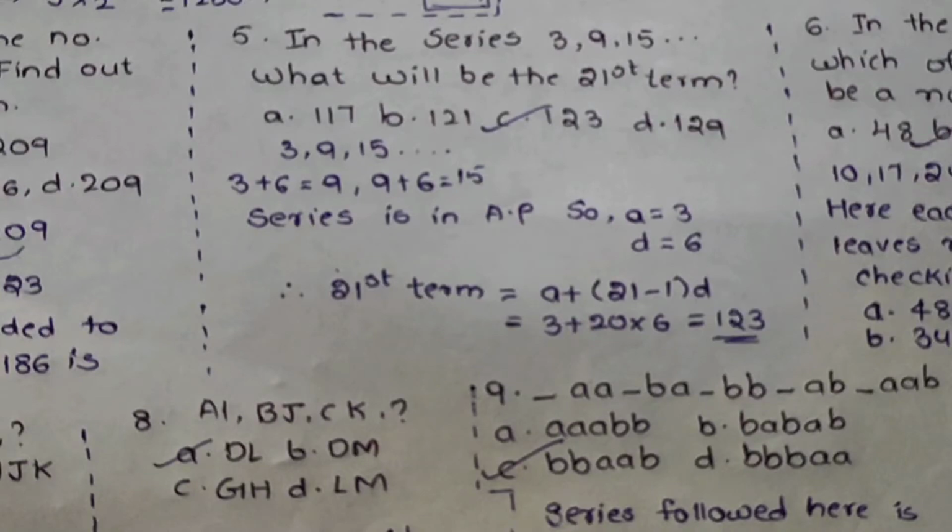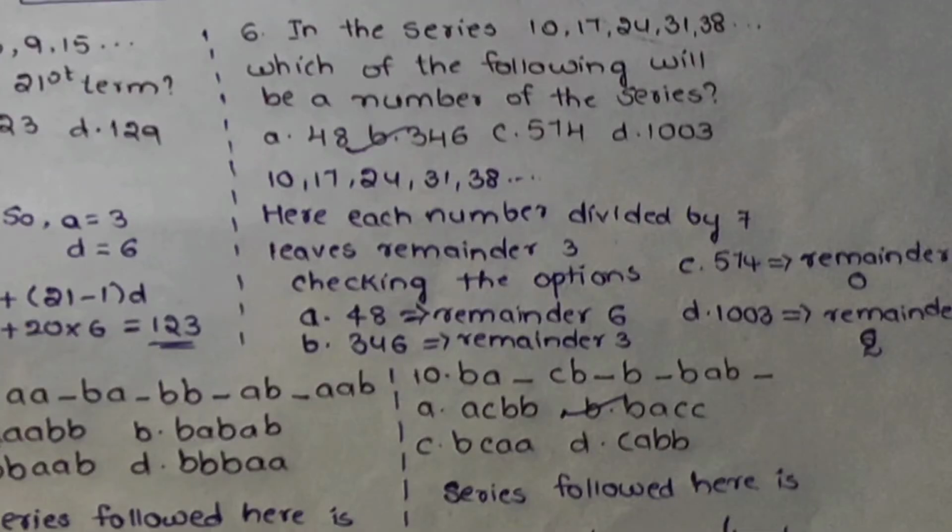And now the sixth question is: in the series 10, 17, 24, 31, 38 and so on, which of the following will be a number of the series? That is, here they have given a series and in the options there is only one number that suits this series. So you have to find out that number. So first let us see what this series is and how this series is applicable.